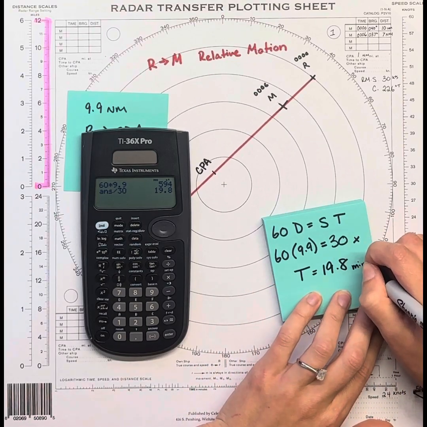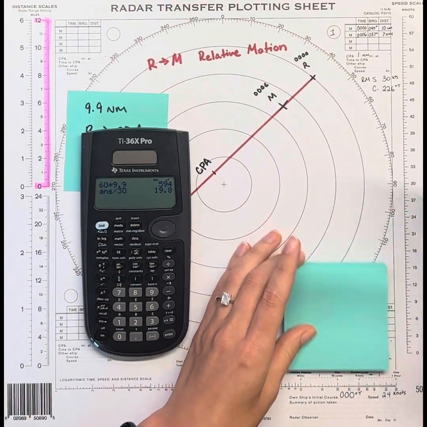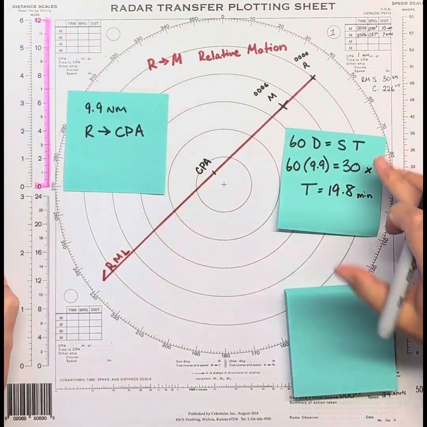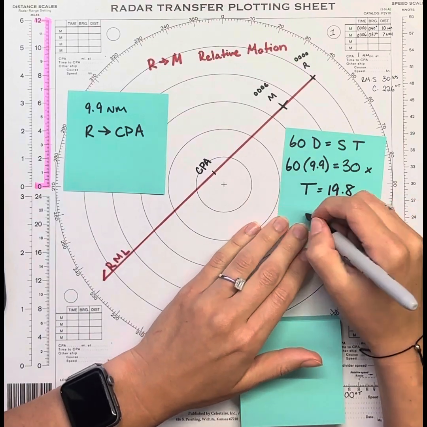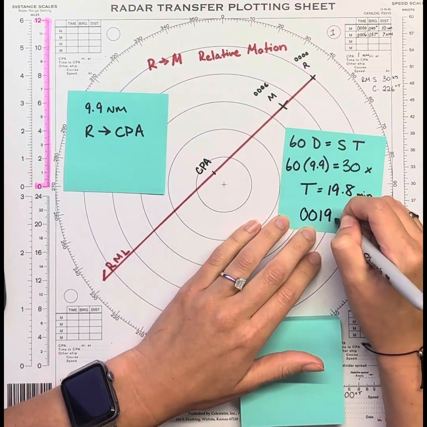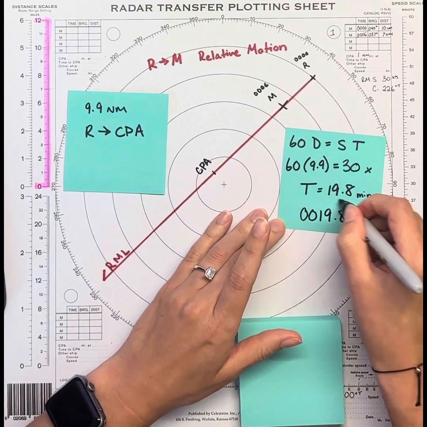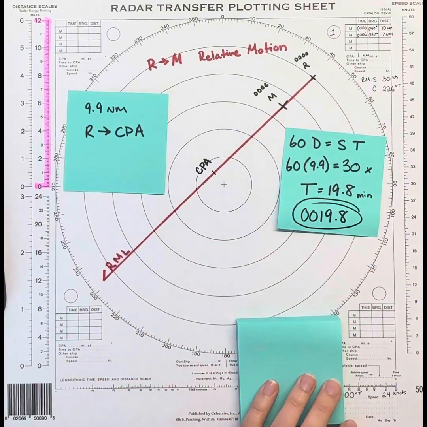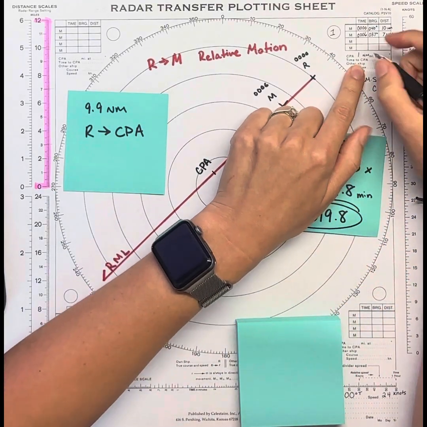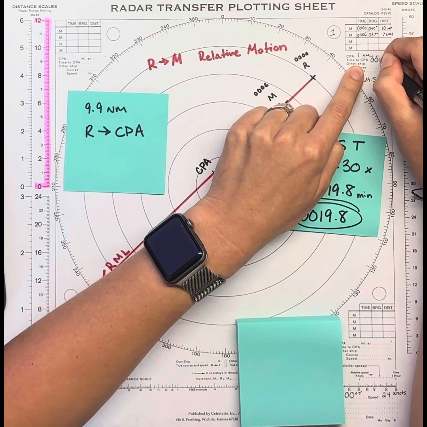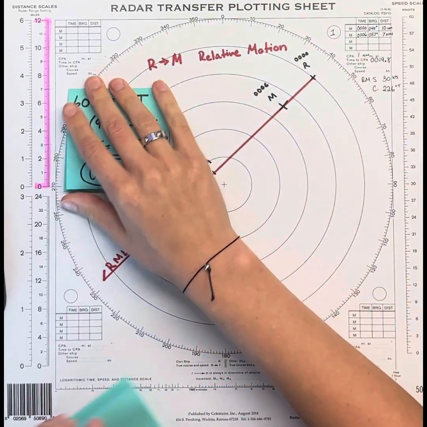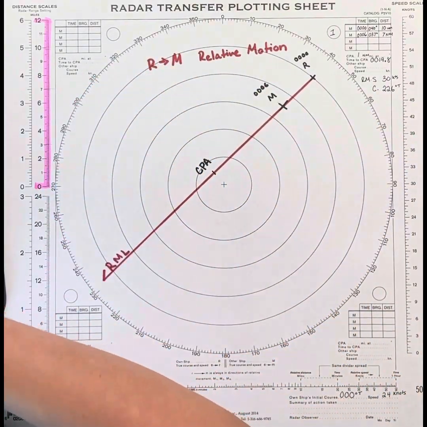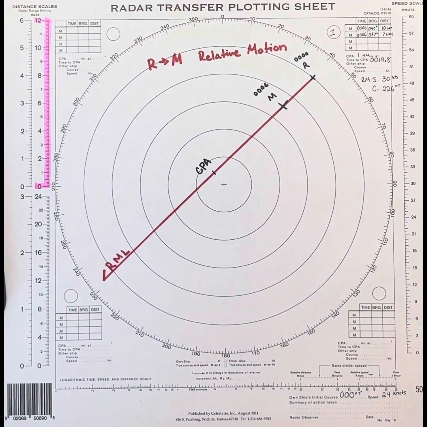Now that 19.8 is in minutes. We need to add that 19.8 to the time of our R. So if we started at midnight at 0000, we just add that 0000 to 19.8 minutes to get our time of CPA. We could write that in that top box area just below that CPA. And make sure you write the decimal. The decimal is pretty important for your radar transfer plotting sheet for Coast Guard questions. So we want to have that high level of accuracy.